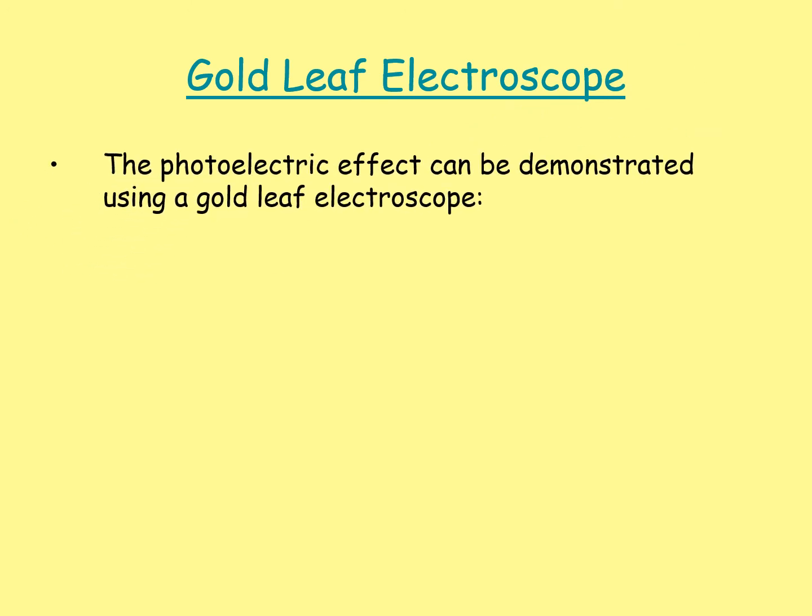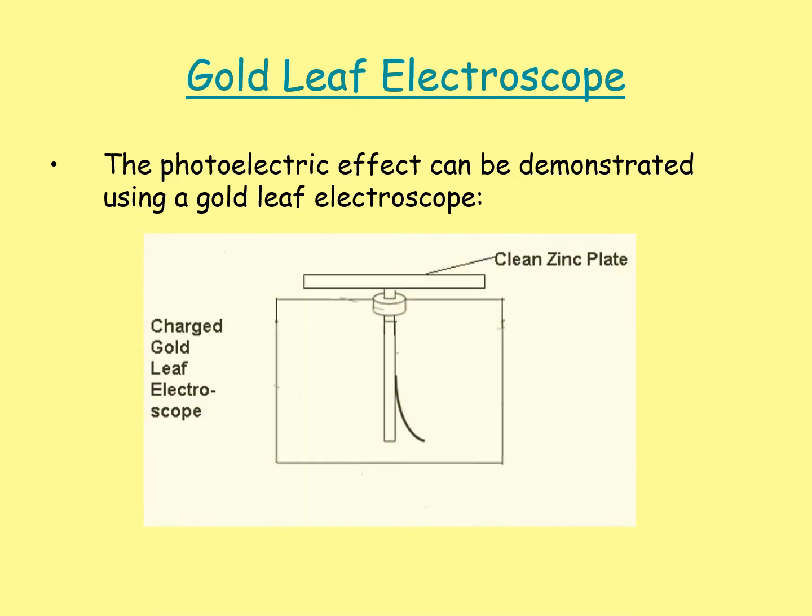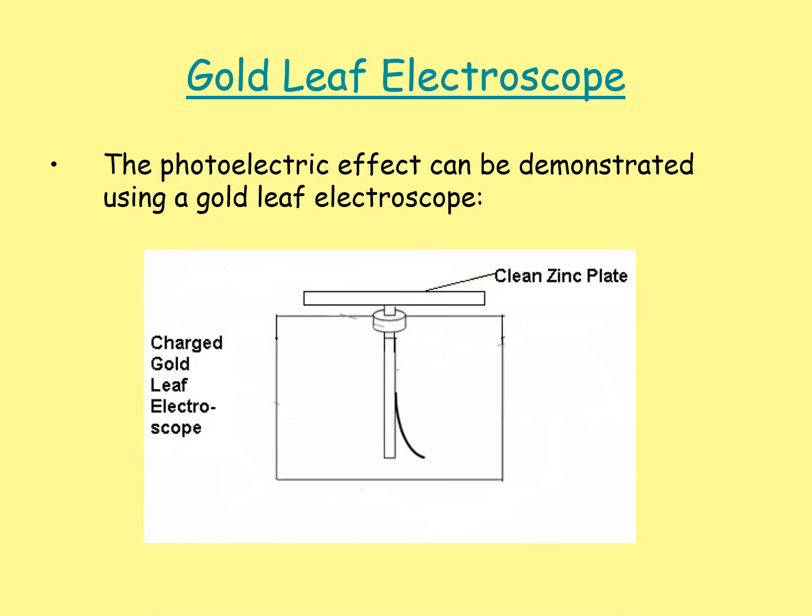The gold leaf electroscope. The photoelectric effect can be demonstrated using a gold leaf electroscope. Within the electroscope, we have a clean zinc plate, a non-metal rod, and a gold leaf. So our gold leaf is here. Now what happens is normally we would charge the clean zinc plate with additional electrons.